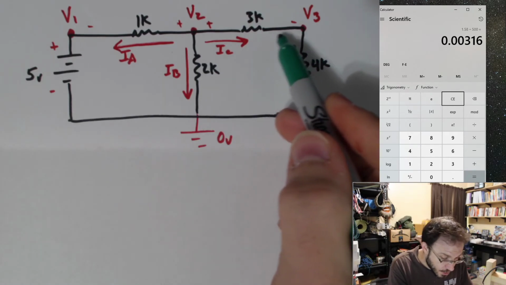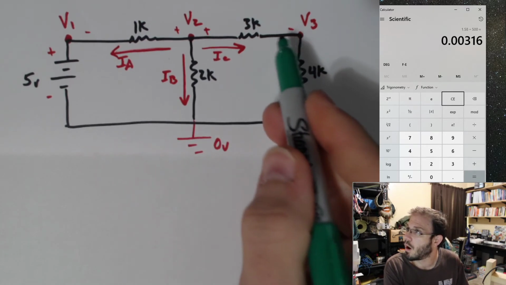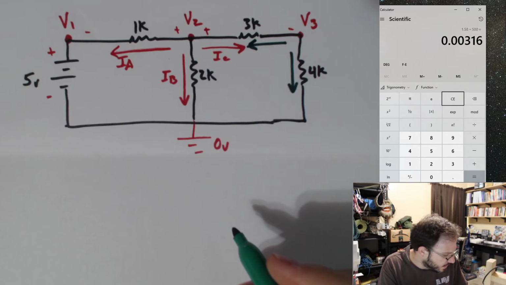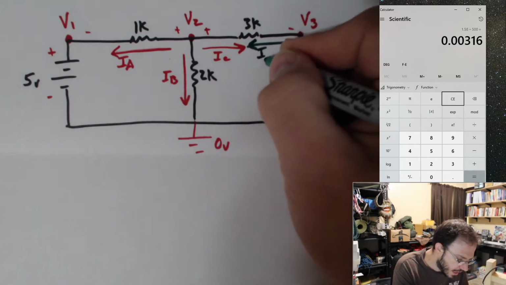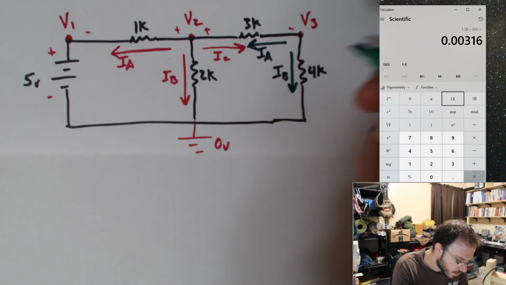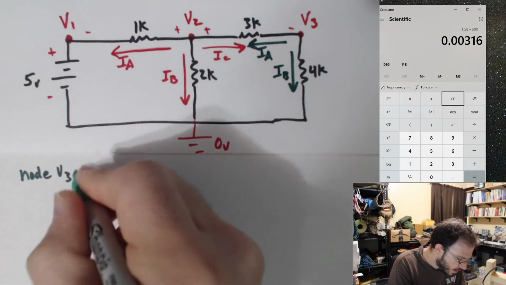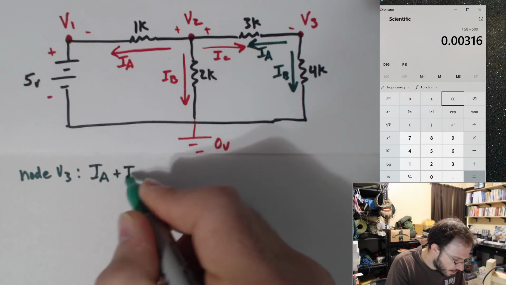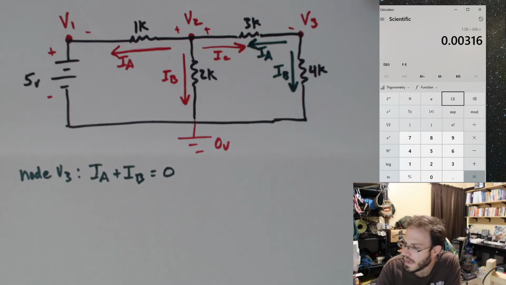If I pick it to be entering V3, then I can just say the two are equal to each other. Or I can go ahead and write it this way, and I can just say that they add up to 0. Either way is going to work. So let me go ahead and just give these guys some labels. And let's say for node V3, I can say that IA plus IB equals 0. Perfect.